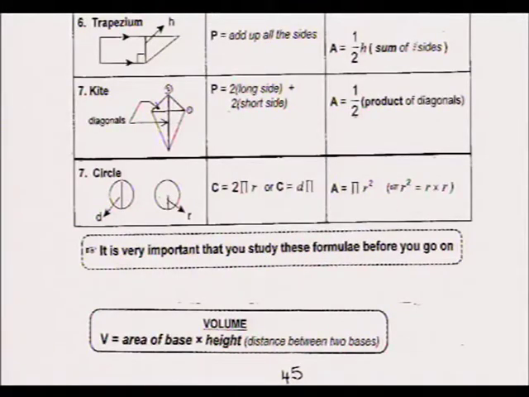The trapezium, the kite, the circle. Study this. The circle, for example, the circumference is equal to 2 pi radius. The area is pi radius squared. It is very important that you study these formula before you go on, because you have to know the formula. It is not given. The volume is the area of the base times the height.